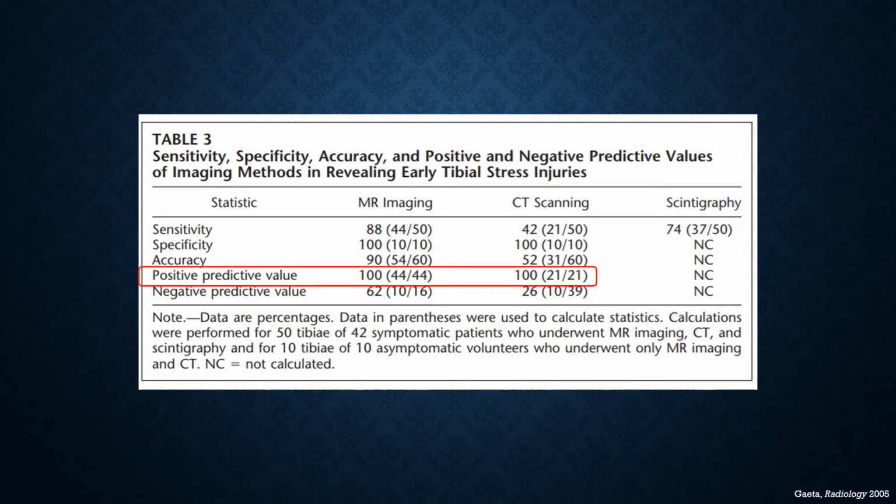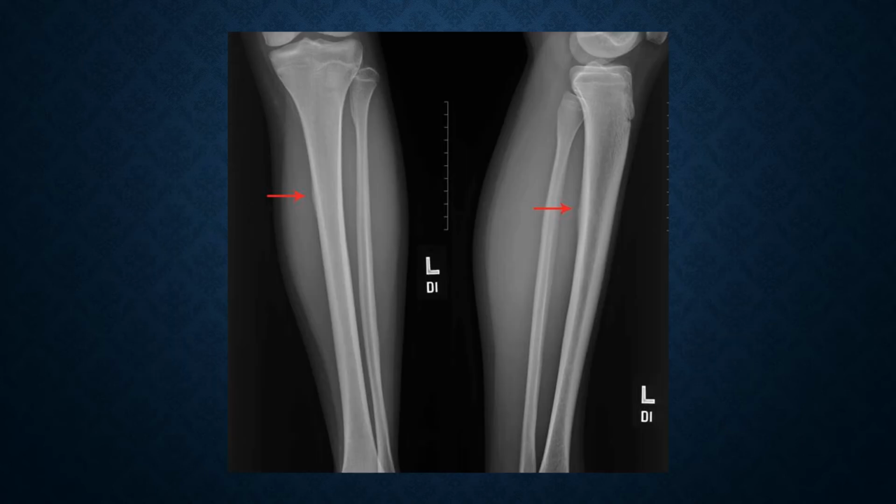This is a table taken from an article published in 2005 comparing MRI, CT, and bone scans when investigating medial tibial stress syndrome. It's important to note how MRI is the best imaging modality, with positive predictive values recorded at 100%. X-rays are typically taken as part of a routine exam in the orthopedist's office.